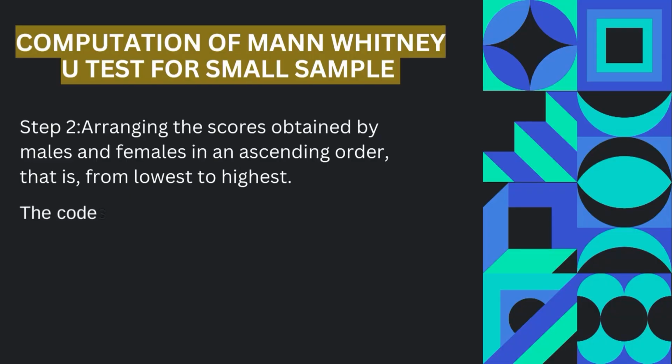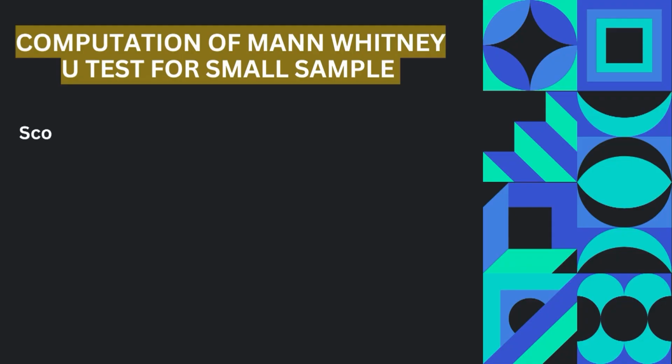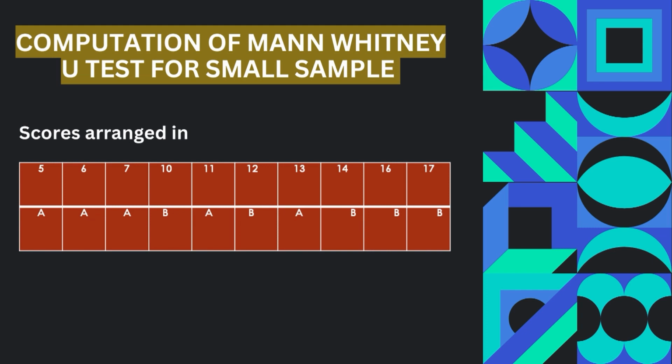The codes for their groups, A for males and B for females, also need to be mentioned, and the lowest score is 5. After that, the next higher than 5 in the data set is 6, and then 7, 10, 11, 12, 13, 14, 16 and 17. So, this is a kind of ascending order set.